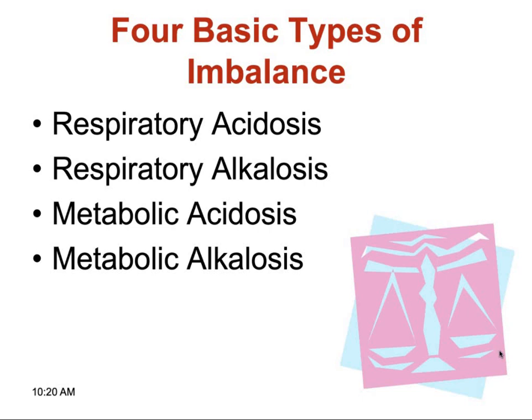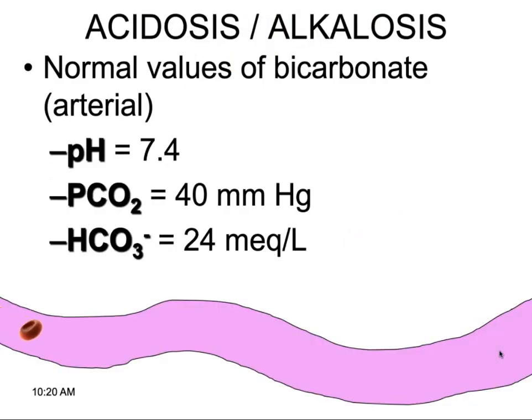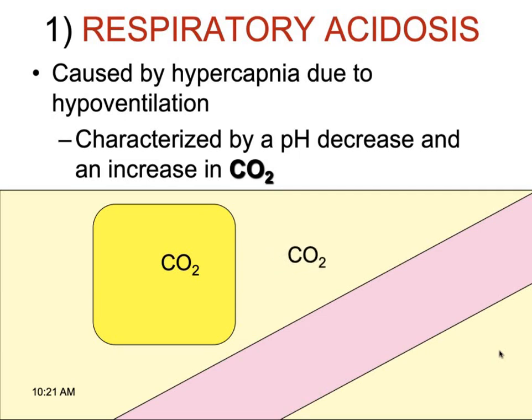So therefore, we can classify the acid-base imbalances into four types: respiratory acidosis, respiratory alkalosis, metabolic acidosis, and metabolic alkalosis. To understand these, you need to know these three very important values. The normal value of pH is 7.4. The normal value of bicarbonate is 24 milliequivalent per liter. And the average PCO2 concentration is 40 millimeter mercury. If you remember these three, then you are able to comment on or diagnose the acid-base imbalances.